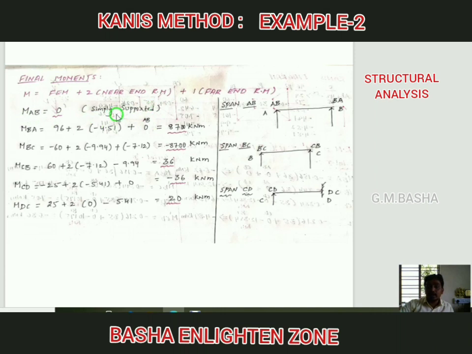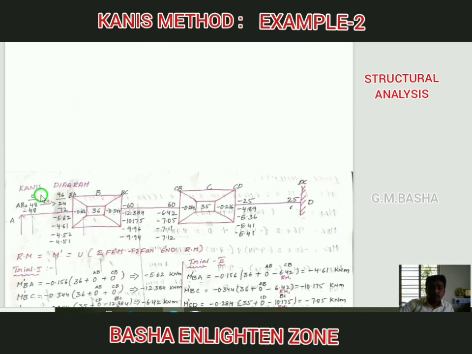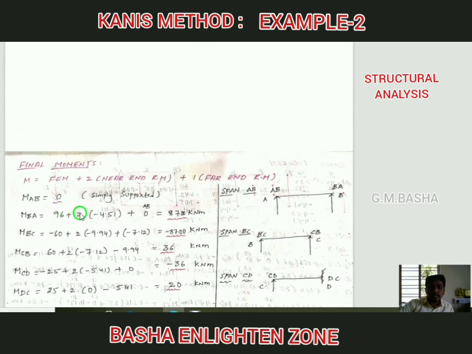I already wrote that here. So then go to M_BA. For M_BA, sum the fixed moment. What is the fixed moment for BA? 72 plus 24 equals 96. So I am taking the fixed moment 96 plus 2 into the near end rotation moment.